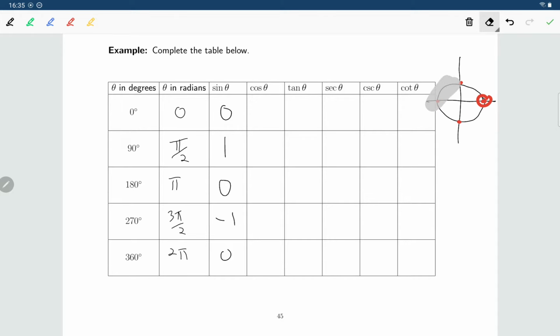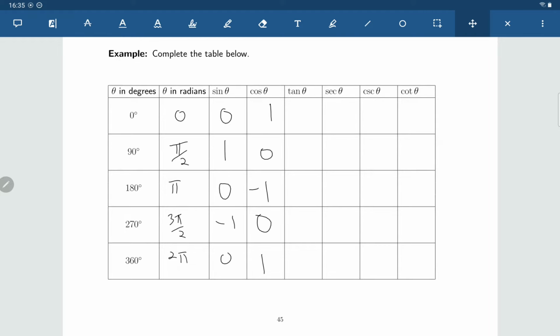And we can do the same sort of thing for cosine. Cosine would be the x value as we go around that unit circle. And so if we're starting at 0 degrees, the x value there would be 1. Then the x value at 90 degrees is 0. At 180 degrees, the x value is -1. At 270 degrees, the x value is 0. And then when we make our way back to 360 degrees, our x value is back to 1 again.